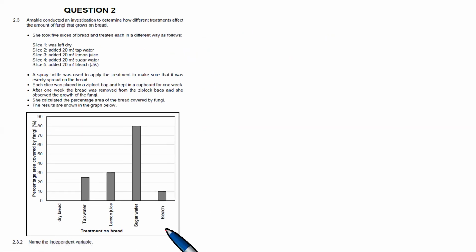So that is what this is about. Name the independent variable. What is the independent variable? And what do we mean by the independent variable? What is an independent variable? But also, what is it here in this particular investigation? Because this is actually an investigation performed by Amahle. As part of the school curriculum, investigations must be performed. This one must also be performed by the grade 11 learners.